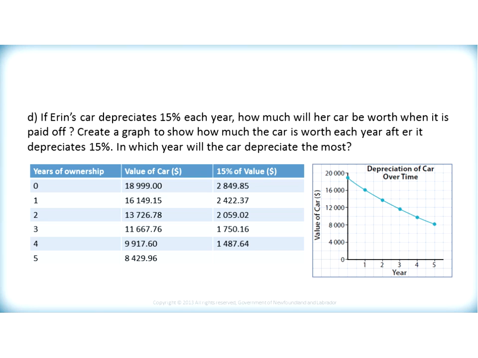Okay, so we have our depreciation of our car over time. So in which year will the car depreciate the most? Well, looking at our table, that should be fairly obvious. The 15% of the value of the car is greatest when we have our car being at its highest value, which is $18,999. So in the first year of ownership, our car depreciates the most.